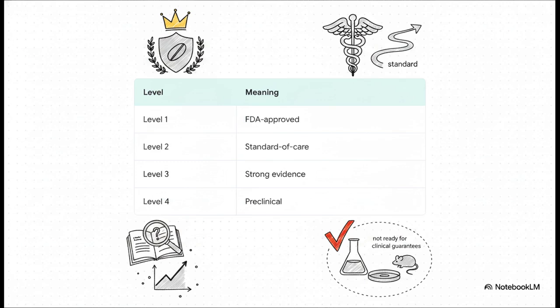Level 1 is the gold standard, an FDA-approved biomarker for that exact cancer type. Level 2 is standard of care evidence. Level 3 means strong clinical evidence exists, but maybe it's a bit limited, or it's an off-label use. And Level 4 is just biological or preclinical evidence, meaning, hey, it worked in a petri dish or an animal model, but it is certainly not ready for clinical guarantees.